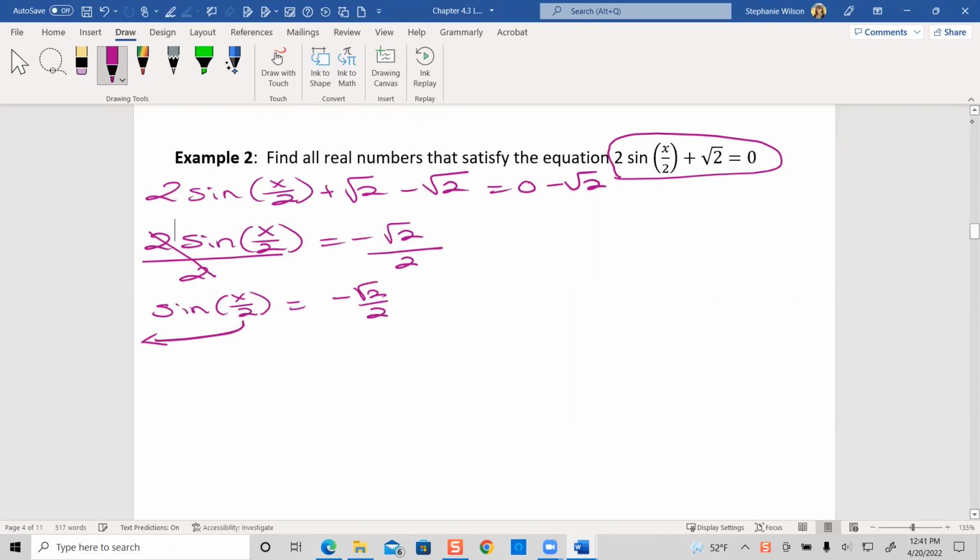And let's pull this out front. In order to do that, we have to take the inverse of sine. And when I take the inverse of sine, I get inverse sine of negative square root of 2 halves. And we know that's going to give me negative pi fourths. So what I know is s is actually the sine inverse of that negative square root of 2 halves, which is negative pi fourths.